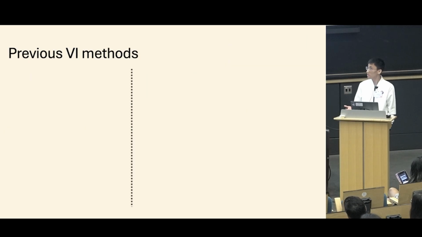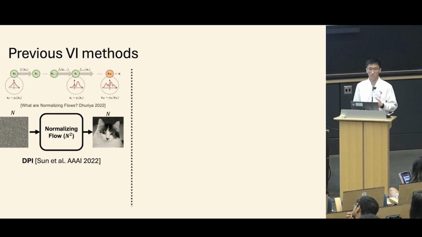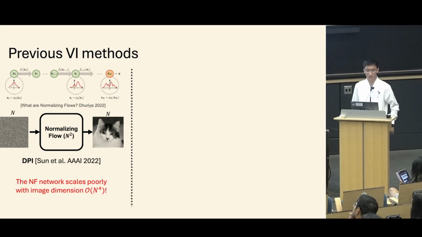And there's already been some work exploring this topic. For example, in deep probabilistic imaging, or DPI, a normalizing flow network is used to parameterize and learn the posterior distribution. These networks work by transforming a sample from a base distribution, usually a standard normal distribution, into a sample from your posterior by learning invertible transforms. The problem with these normalizing flow networks, for example RealNVP used in this work, is that they scale very poorly with your image dimension. If you have an image of size n by n, your network size is O(n^4). So if you want to model a large image, your network is going to be very expensive.